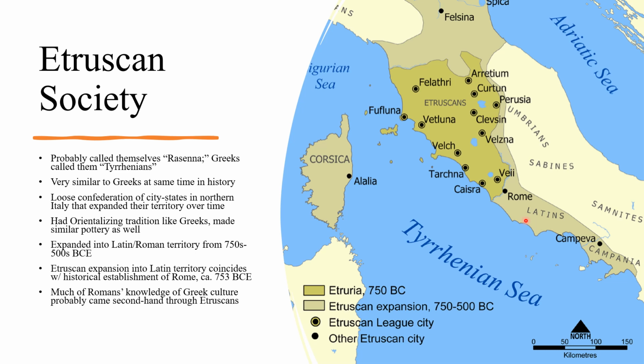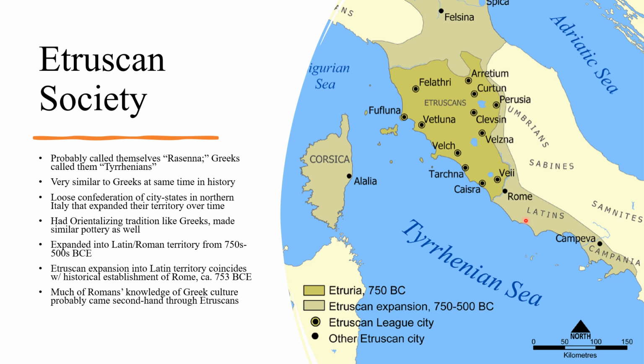Basically, we believe that Rome was a collection of settlements on hills in the Tiber River Valley, and basically they were consolidated into a larger town that became the city of Rome. And that may have been because of Etruscan invasions in the region.